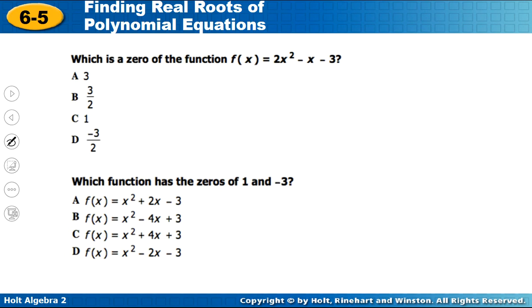Here's a PowerSchool question. This is really what I want to cover. Which is a 0 of the function f of x equals 2x squared minus x minus 3?